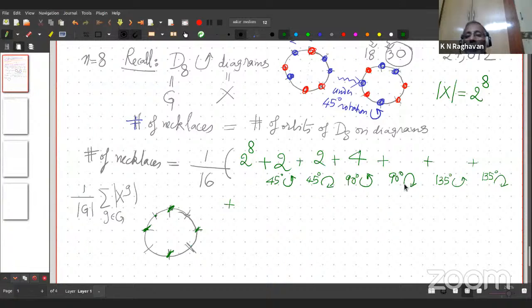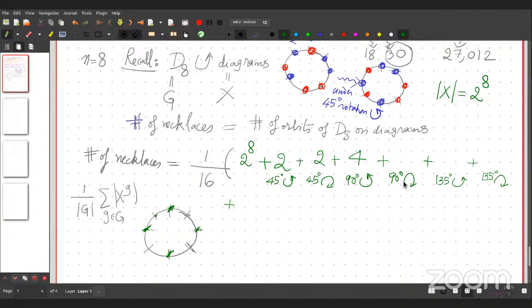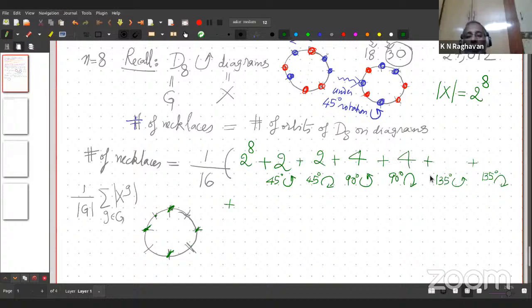And how about this? The other way. 4. 4, very good. It's the same logic. Now we come to 135 degrees. This, if I turn like this, 135-degree rotation. I'm waiting for your answer.